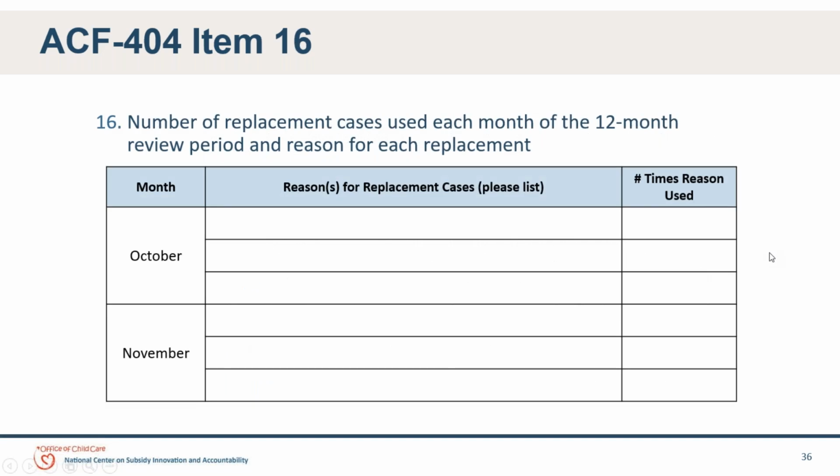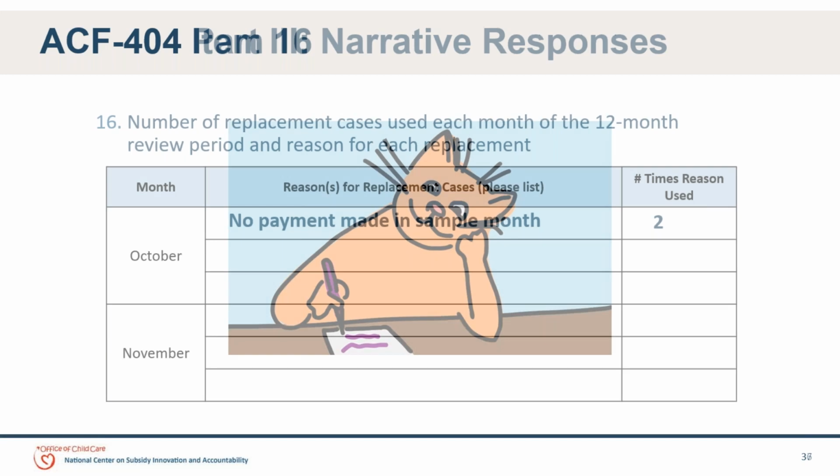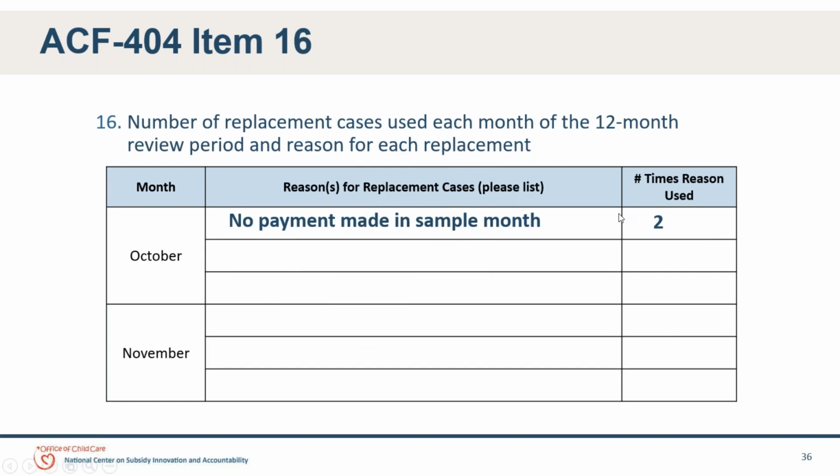And then the last item in part 2 asks about replacement cases. As a reminder, you must receive approval from the regional office to use any replacement case. There is space in the OLDC to record the month that a replacement case was used, the reason for using the replacement case, and the number of times that reason was used. And you also in the OLDC have the capability to add additional rows if you need to record additional months that used replacement cases or reasons.